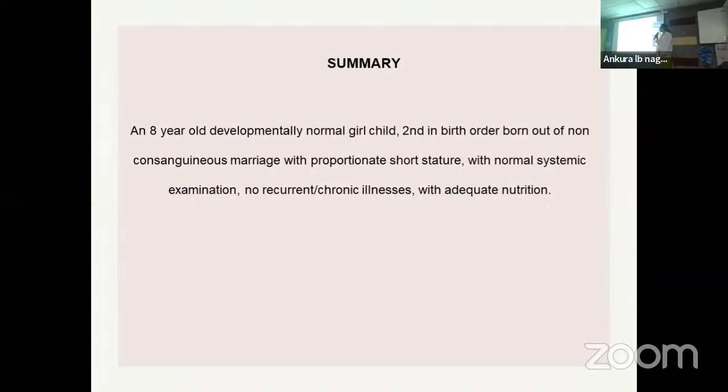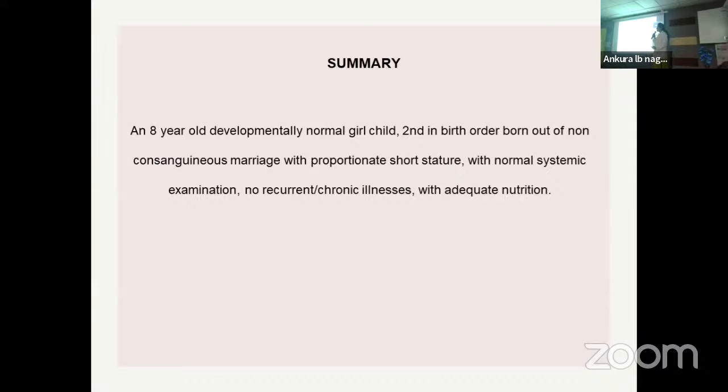What are your probable diagnoses? From history and examination, because this is a case of short stature, on anthropometry we could make out it is a proportionate short stature, where there is no history of recurrent or chronic illness, and weight is less affected than height. So height age is more affected than weight age. We were mostly thinking of endocrine causes, sir.